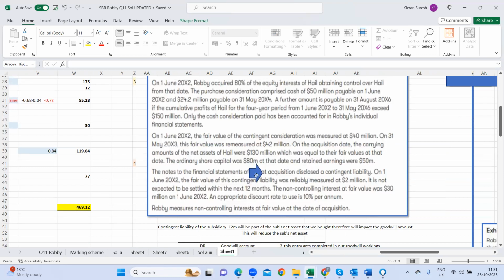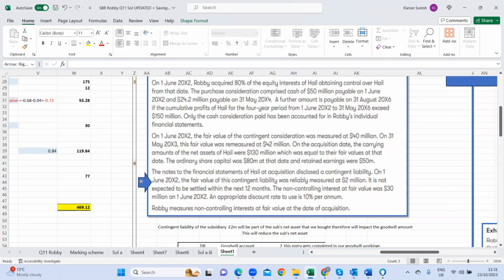I think I've explained this in detail when we did the goodwill calculation. For this contingent liability, when Hale's accountants prepared the individual accounts, they were following IAS 37 provisions. Based on the provisions, they judged it to be too remote and unable to be reliably measured. So they thought it should not be recognized as a liability, but as a disclosure note to the financial statements. So that is what they did.